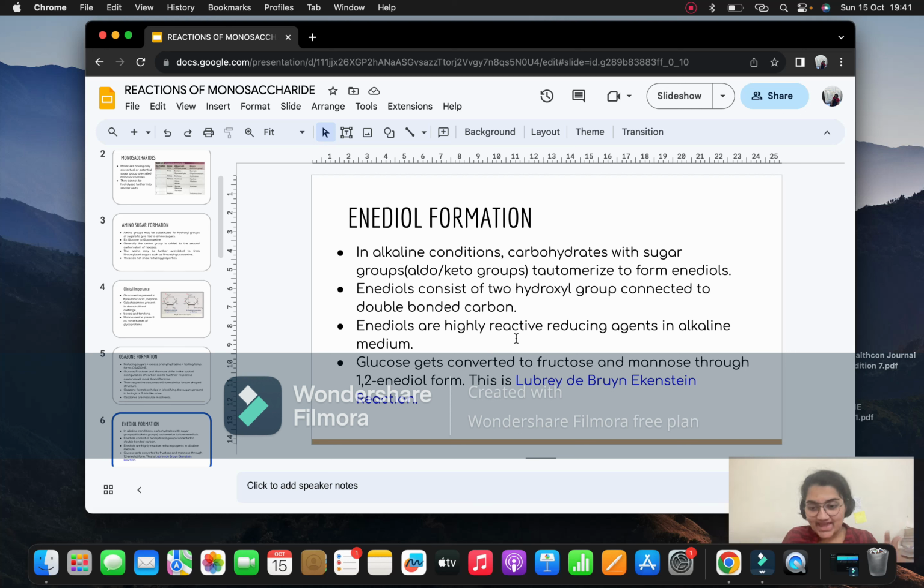Enediols are highly reactive reducing agents in alkaline medium, and reactions in which sugars are converted to corresponding sugars by passing through an intermediate enediol stage come under the classification of Lobry de Bruyn-Alberda van Ekenstein reaction. One such example I have written here is glucose. It gets converted into fructose and mannose by passing through the intermediate 1,2-enediol form.